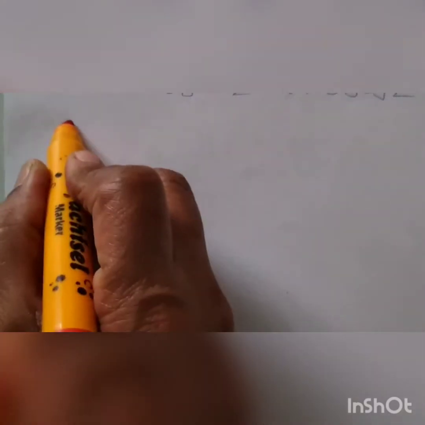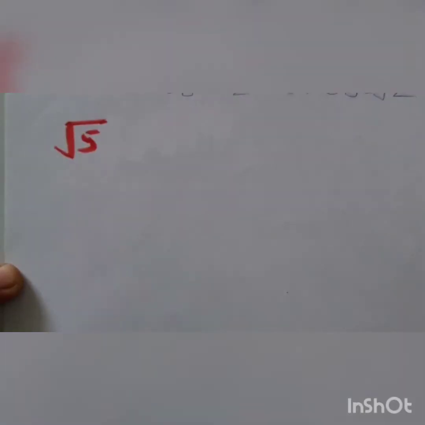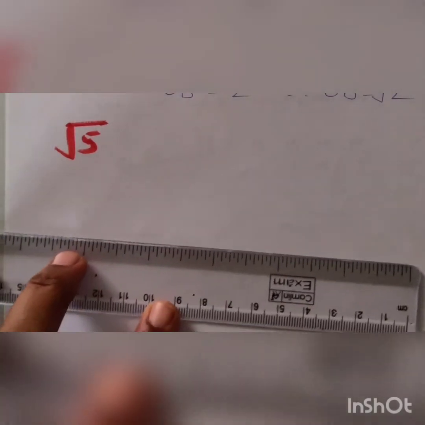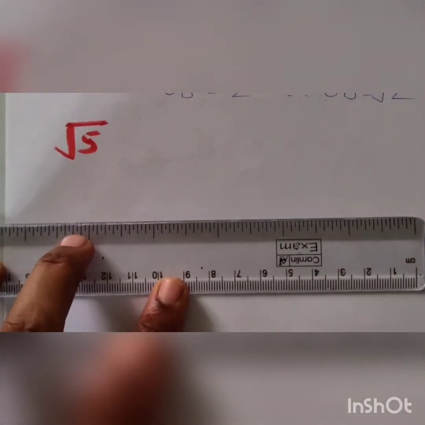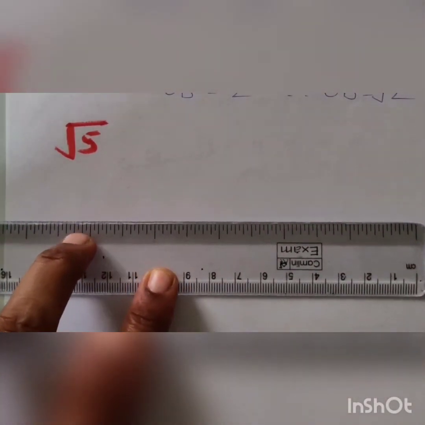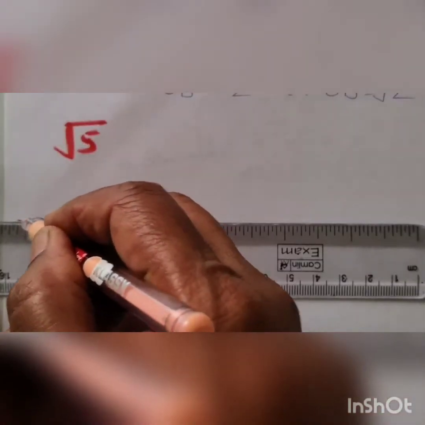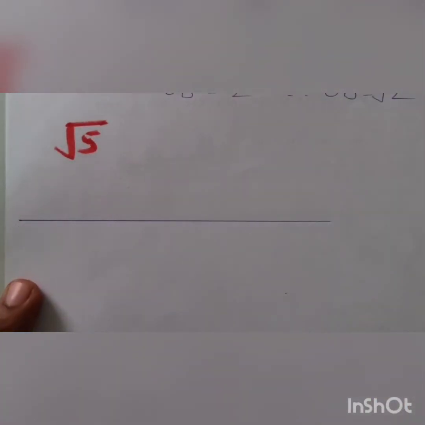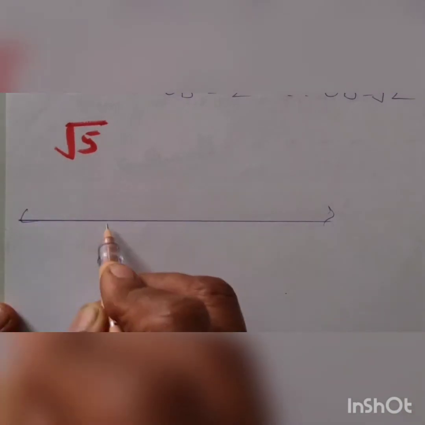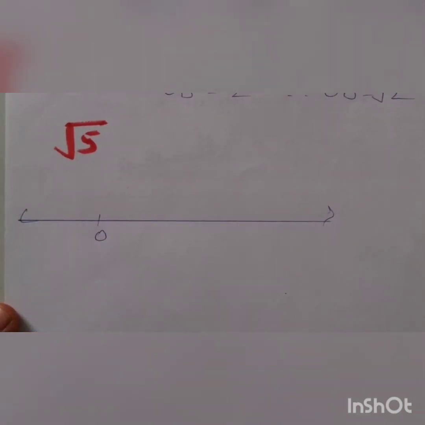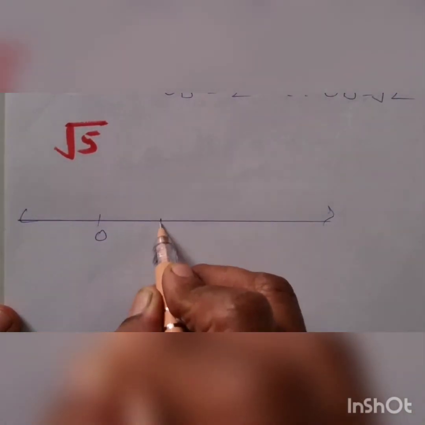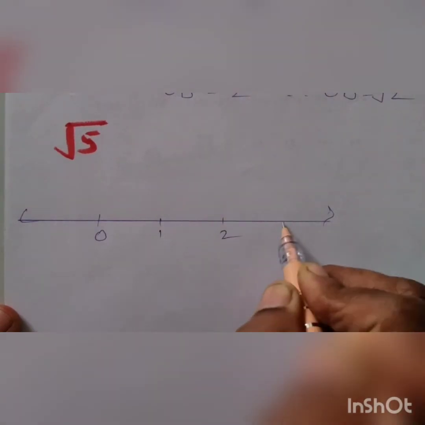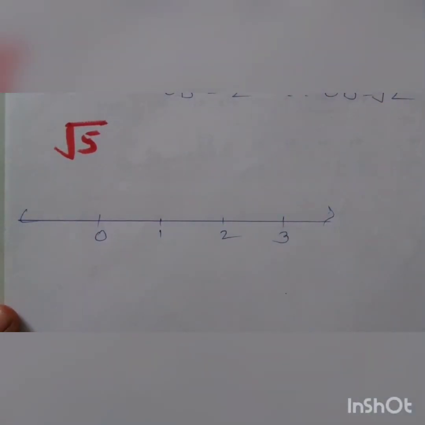Root 5. We have to show root 5 on number line. See carefully. First draw a number line. As it is a positive number, we are considering the right side of 0. This is 0 and here 1 unit, 2 unit, 3 unit.